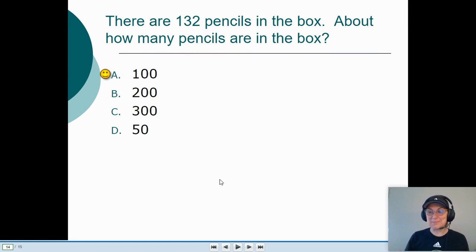So how'd you do with our practice problems? Great. Just remember that you are using that number just to the right of the rounding place value to make your decisions with rounding.